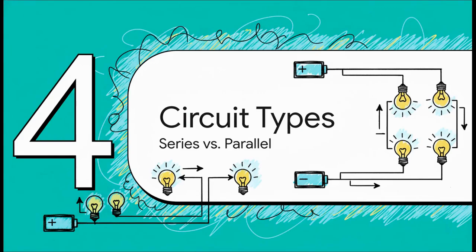So now that we have our three key ingredients, voltage, current, and resistance, let's see how they actually work in the real world. Turns out we can connect things in a circuit in two basic ways. We can wire them in series, or we can wire them in parallel.